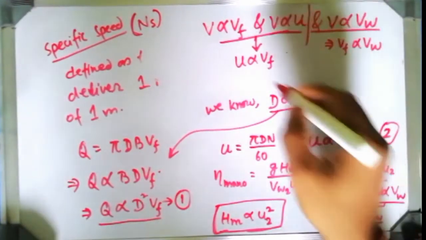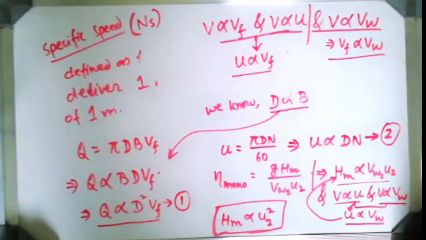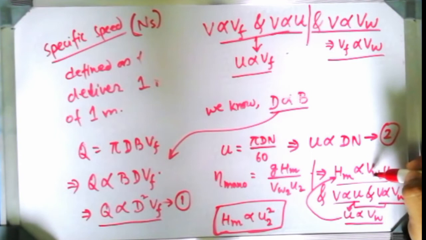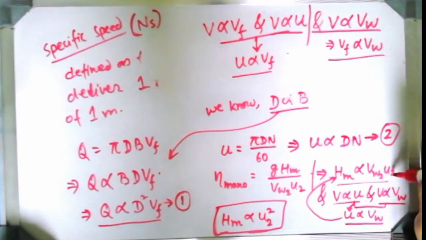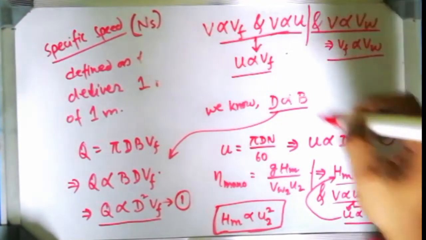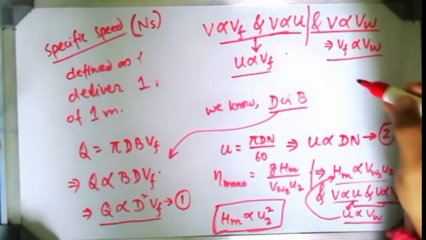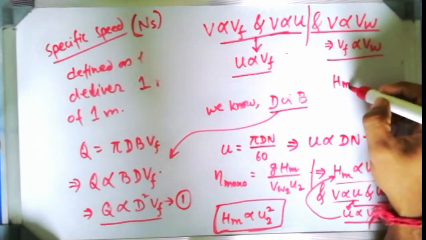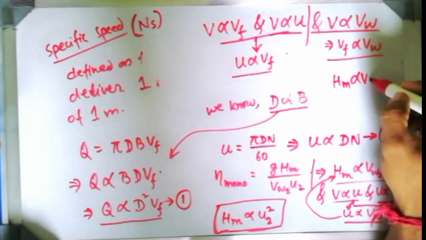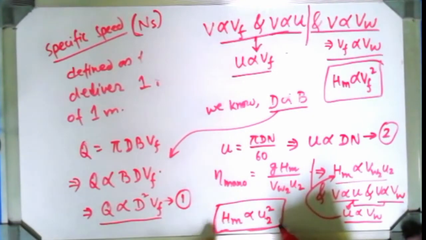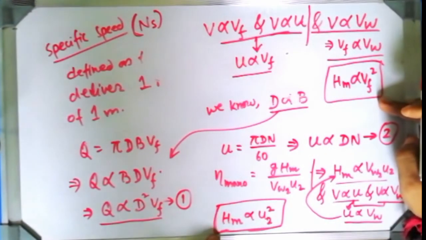Now just use these two expressions in the Hm equation. Hm equation is proportional to Vw2 and U2. Now U will be replaced by Vf and Vw will be replaced by Vf. From there what I am getting, Hm is proportional to Vf square. This is the one block, this is one block. These two relations I need.